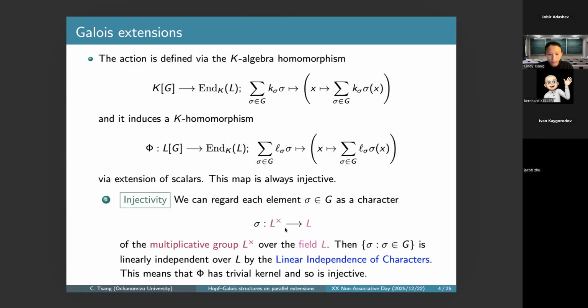By the famous linear independence of characters, the elements of G as characters are linearly independent over L. And this means exactly that the kernel of the map is trivial, and so it's always injective.